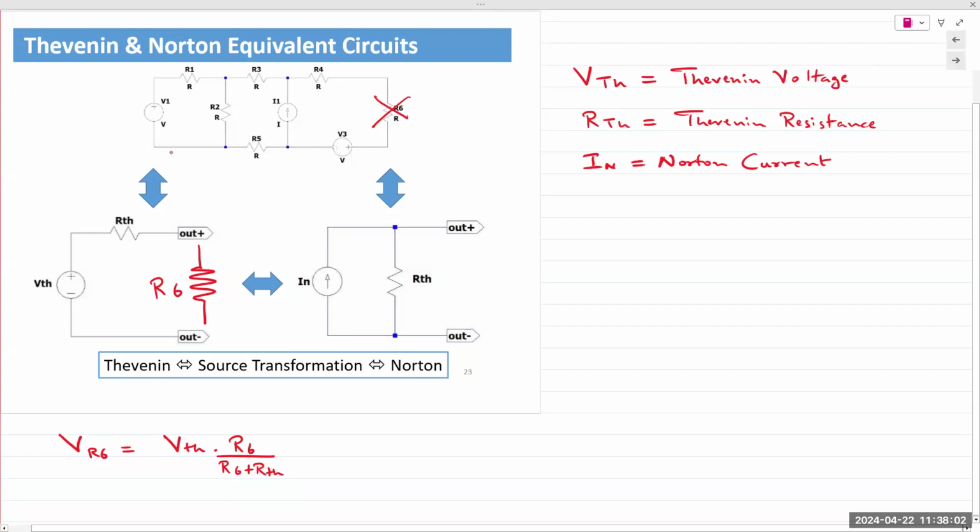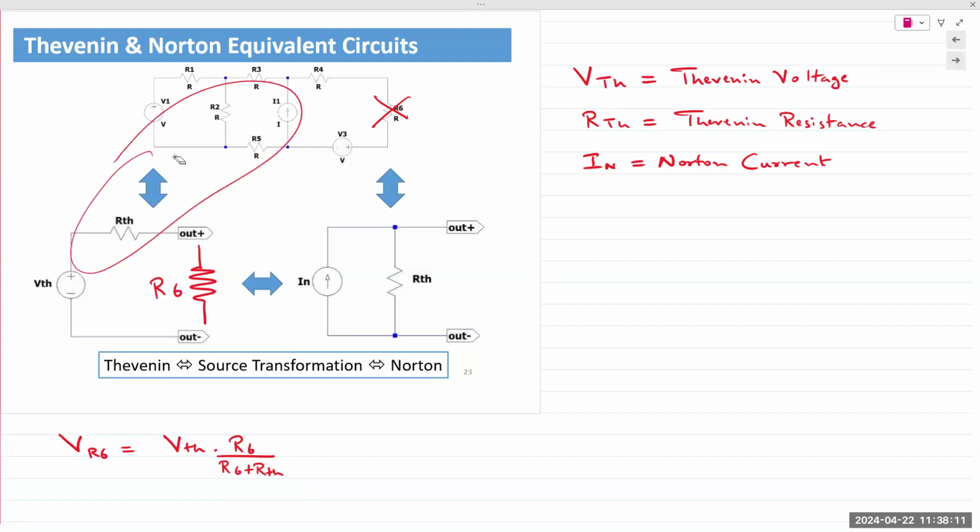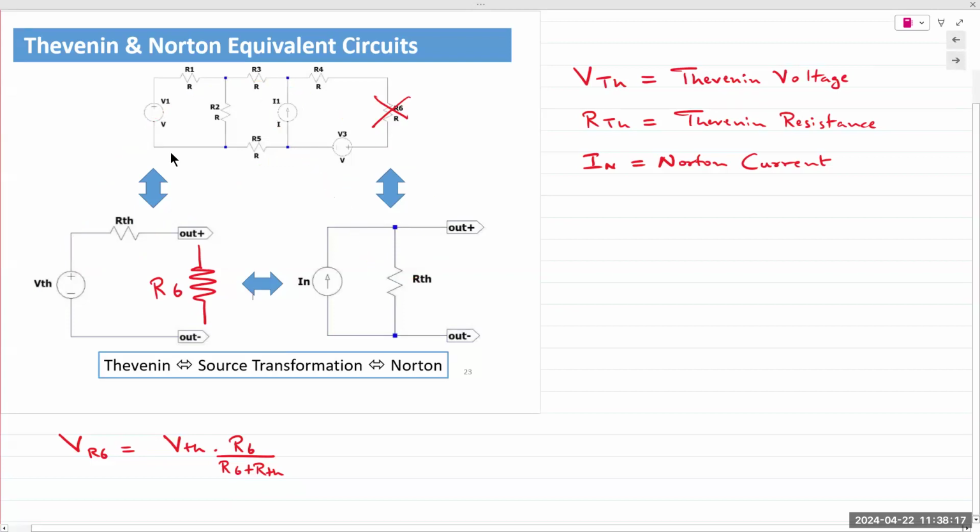Oh, one other thing is that the Thevenin circuit shown here is equivalent to this large circuit. And the Norton circuit shown here is also equivalent to that large circuit. So if A equals X and B equals X, we can state A equals B, meaning the two circuits are equivalent to each other. The Thevenin circuit for a circuit is equivalent to its Norton equivalent.